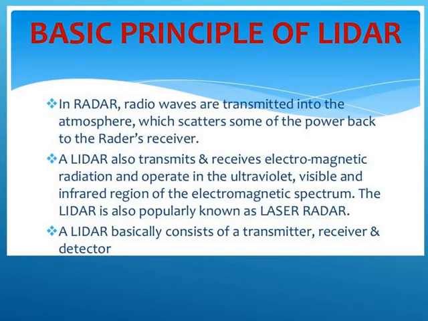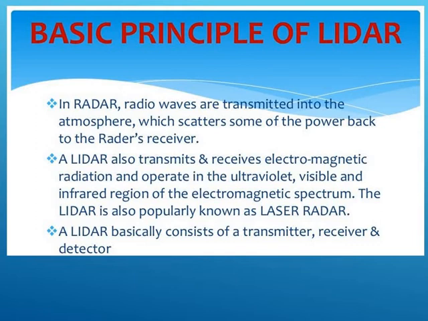Basics of LiDAR: it is a type of radar signal which uses radio waves. Radio waves are transmitted in the radar signal, but in LiDAR signals, light or laser signals are transmitted, and what is received is electromagnetic wave radiation, such as ultraviolet, visible light, or infrared light, etc.